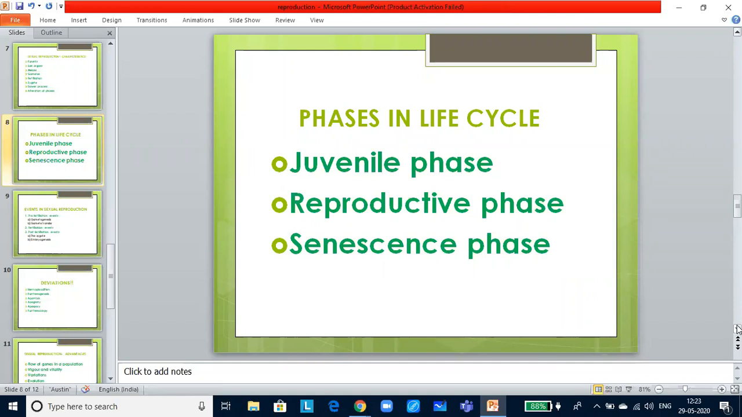And the last is the senescence phase. After the growth phase and the reproductive phase ends, in a plant or in an animal, we call it the senescence phase, where everything starts decreasing. All the metabolic activities and hormones keep decreasing in the body, and this stage is called the senescence stage.